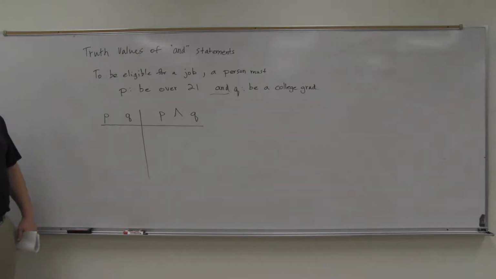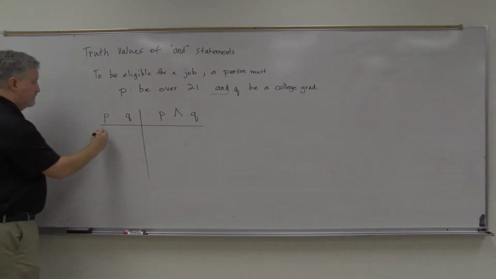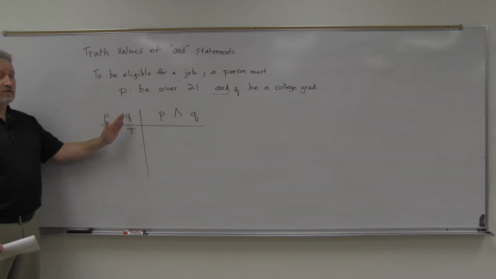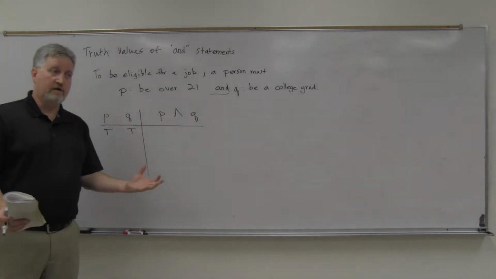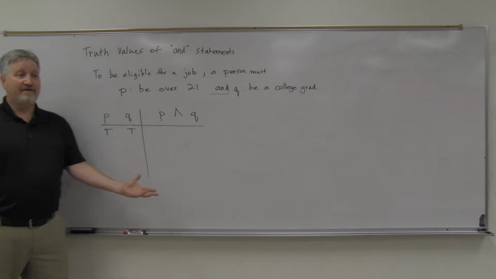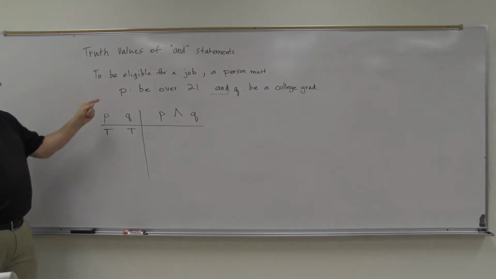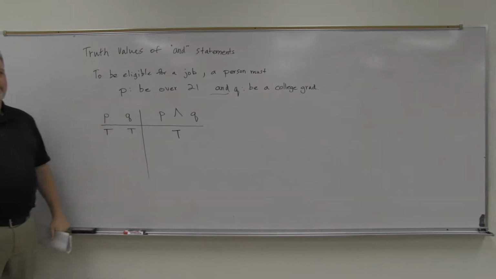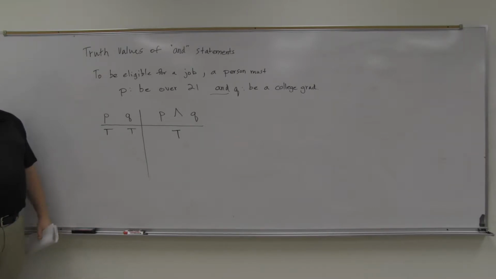All right, so person one walks in. They're true, over 21, true, college graduate. True, true. So both of those parts are true. Well, what does that mean about their eligibility here? Are they true, eligible, or are they false, not eligible? Well, if they're over 21 and a college graduate, then certainly they fit this statement, don't they? They are over 21 and they're a college graduate. So that's true, right? So the and statement, when I put those two together, I've got true and true, and so the and statement would be true.